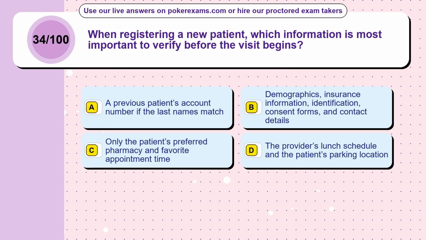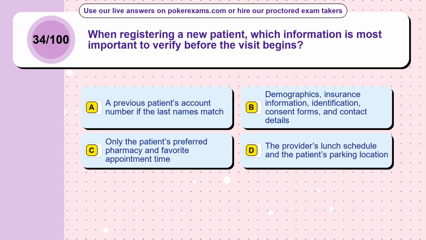Question 34. When registering a new patient, which information is most important to verify before the visit begins? Option A, a previous patient's account number if the last names match. Option B, demographics, insurance information, identification, consent forms, and contact details. Option C.